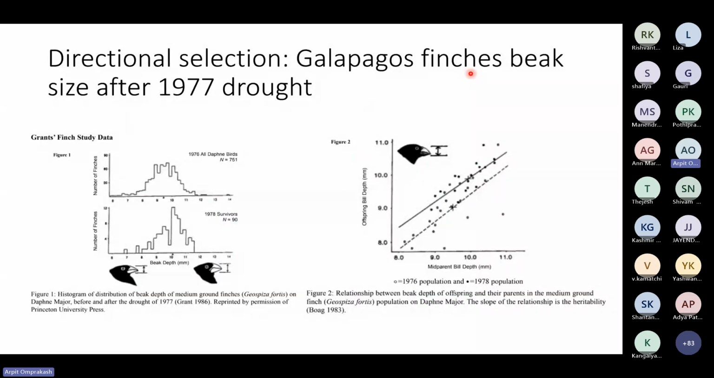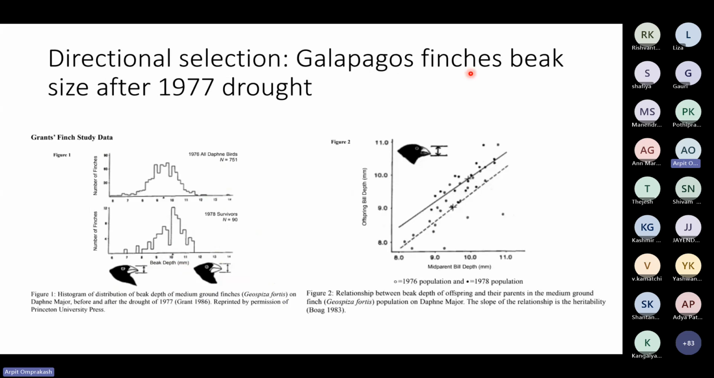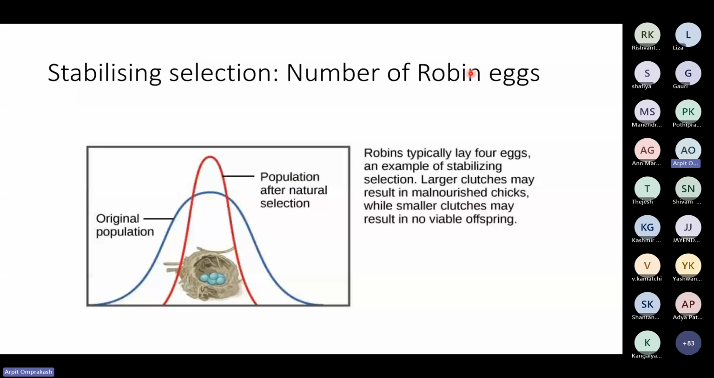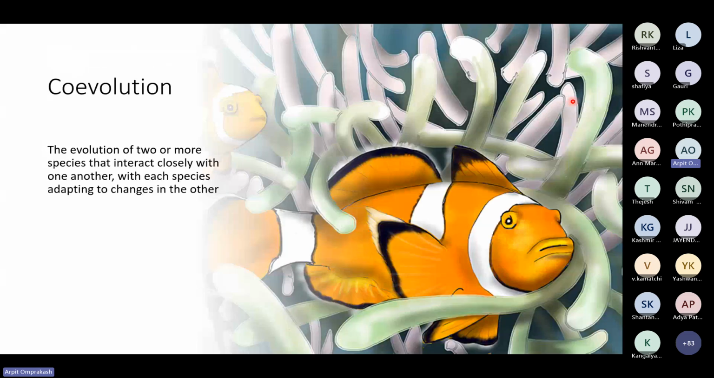Directional is the Galapagos finches, where the beak size increased after drought due to eating harder nuts. Stabilizing selection is basically the number of eggs laid by birds, such as robins. Disruptive selection, such as the African swallowtail, coloration of wing, and coevolution, which is basically the evolution of two or more closely related species with each other. And some examples of coevolution.